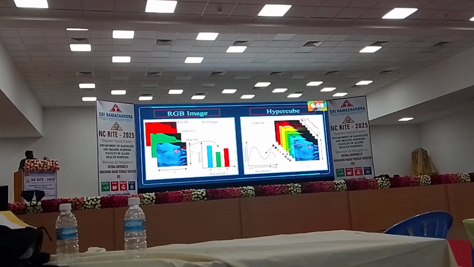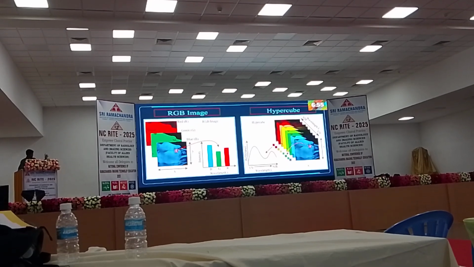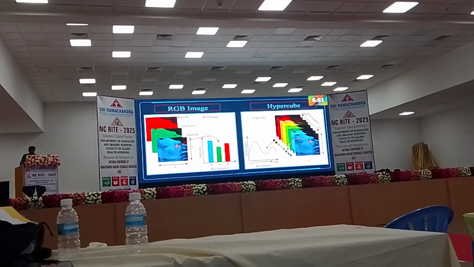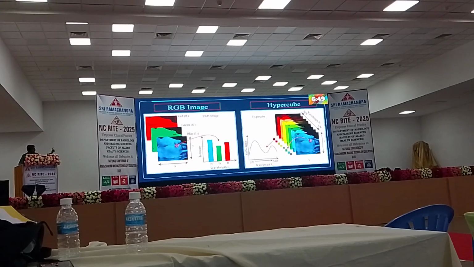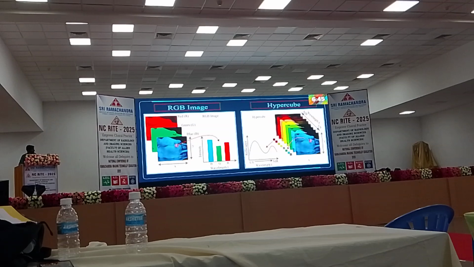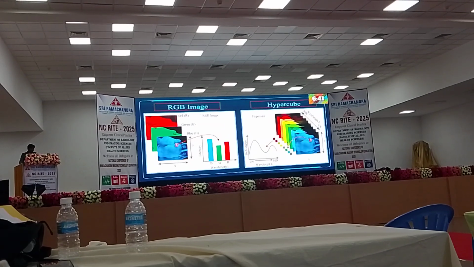Before moving on to the working, I have to clarify what an RGB image and a hypercube are. An RGB image has three broad bands: red, green and blue. A usual camera contains the RGB colors, and the three colors combined form an image. Whereas in a hypercube, we have many bands of wavelength, so we have many in a single pixel.